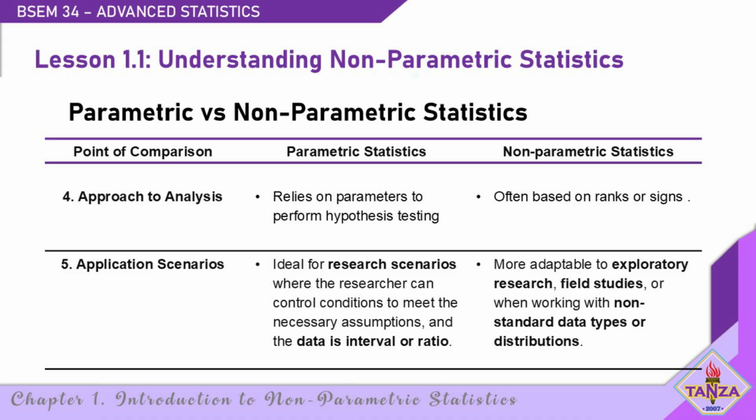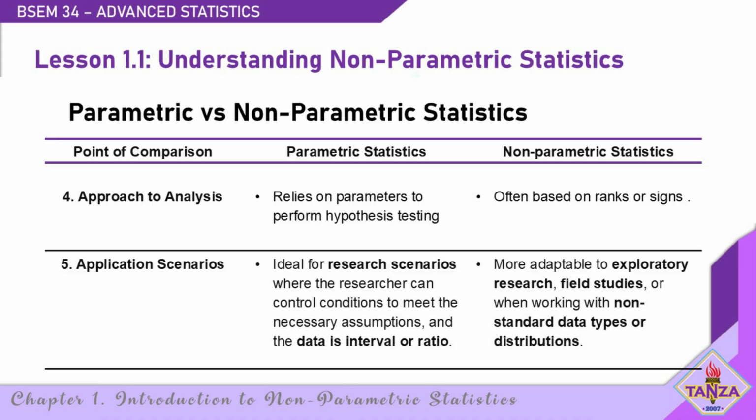Non-parametric statistics. These methods are often based on ranks or signs. That means instead of using the actual data values, they may use order or direction, like whether values are higher or lower. So, parametric methods use actual numbers and formulas, while non-parametric methods focus more on order or trends.